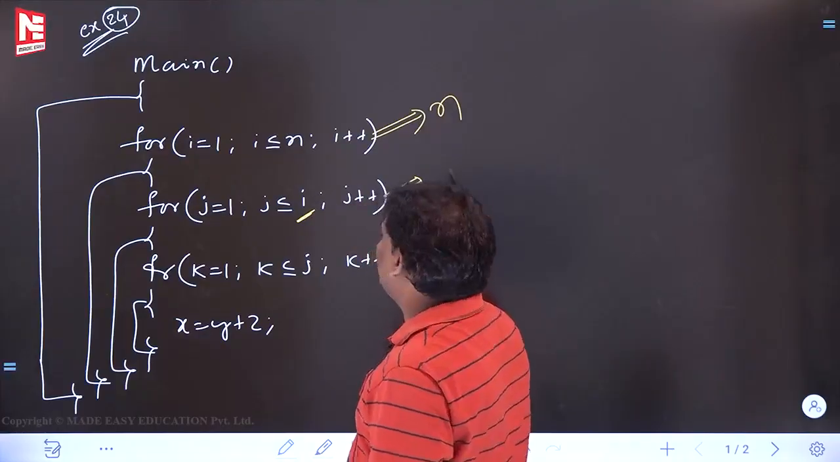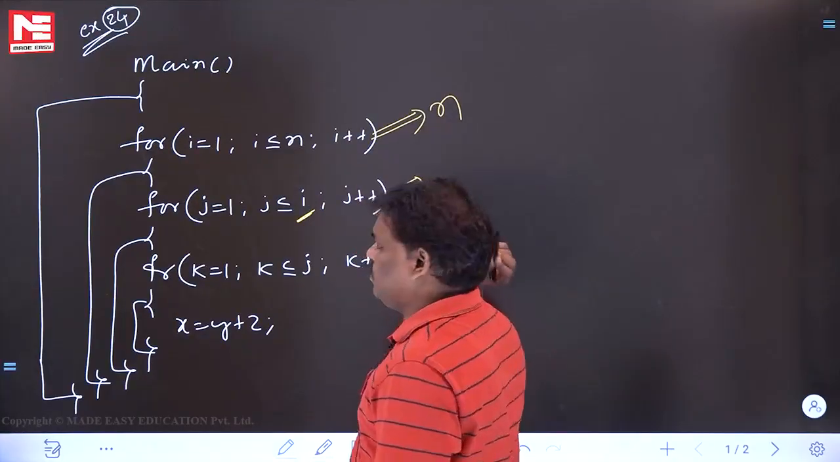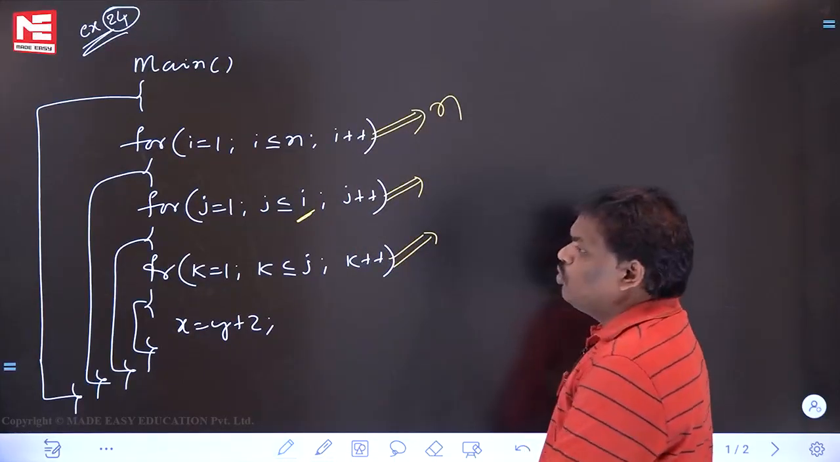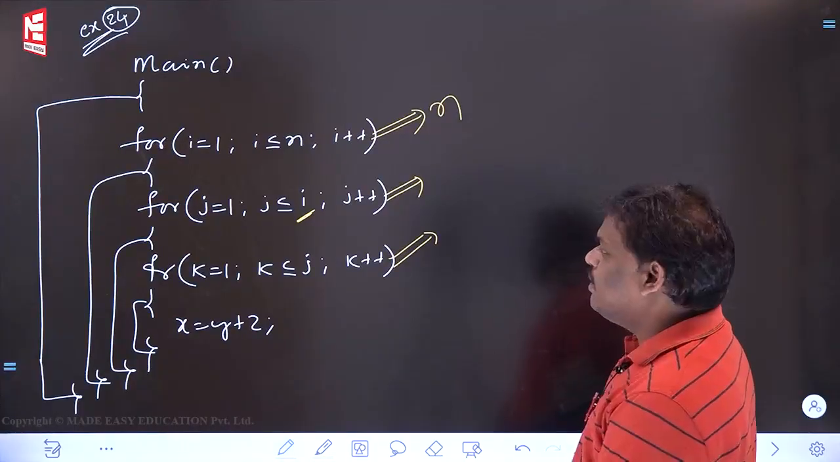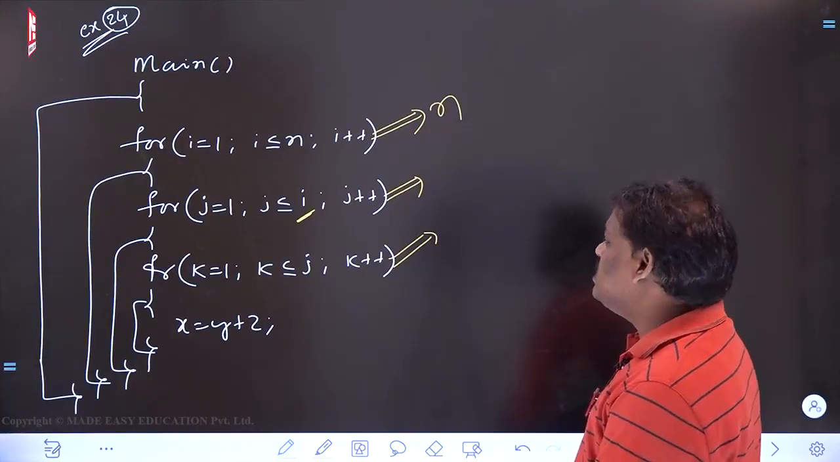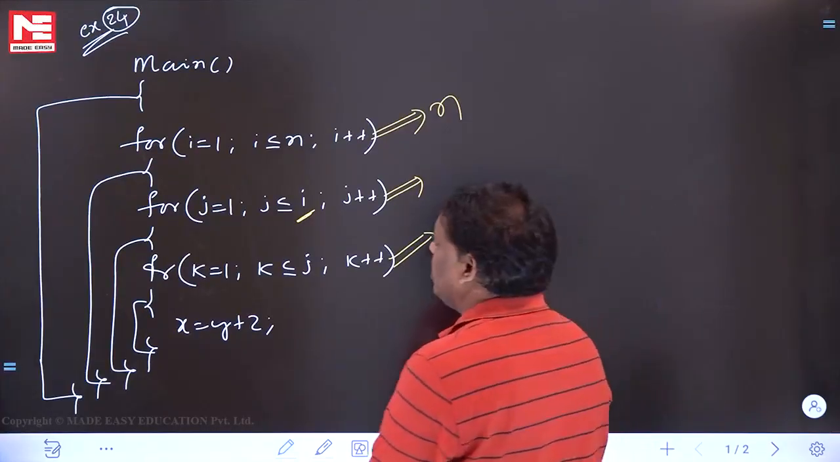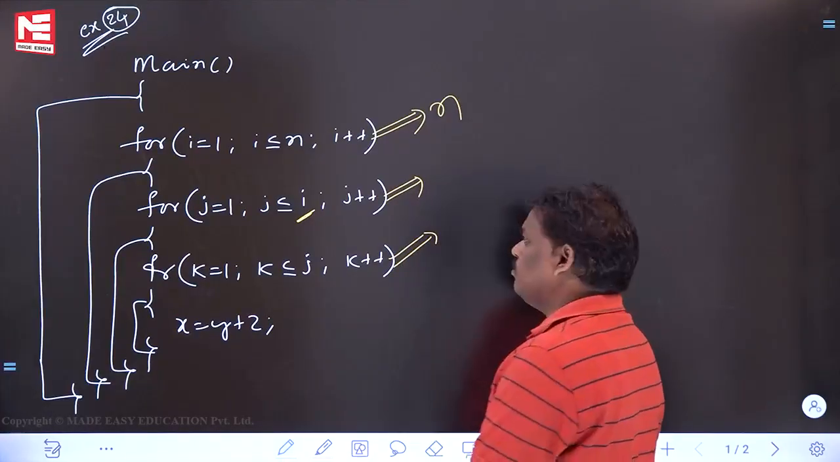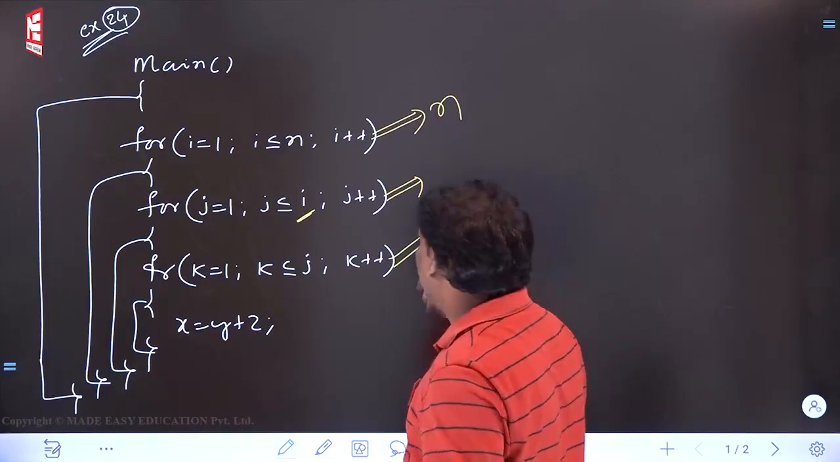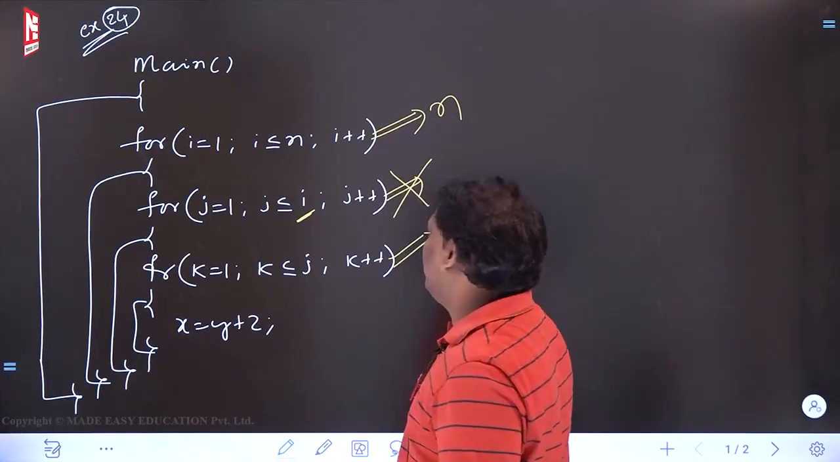Here it is I, I times. What is the meaning? J loop is based on I loop. I asked the J loop, how many times are you? It is based on the I value. If the I value is 5, J loop is 5 times. If the I value is 10, J loop is 10 times. There is a dependency. If there is a dependency, you cannot do it directly.